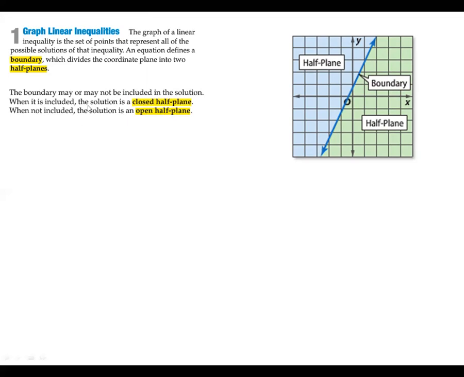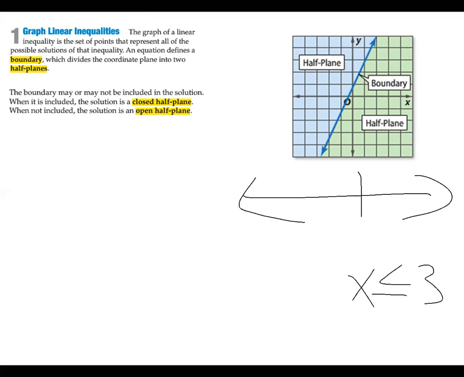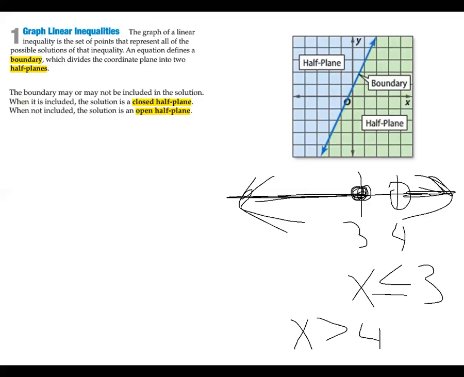So when it's included, the solution is a closed half plane, and you put a solid line, just like on a number line. When the boundary is included, like on a number line, say it was x is less than or equal to 3, you would fill in the circle and shade to the left. All right, but if it was x is greater than 4, you would put an open circle and shade above it. So similarly, when we do it with linear inequalities, you have the line that represents the boundary. That's kind of like the point where you have the open or closed circle on the number line.